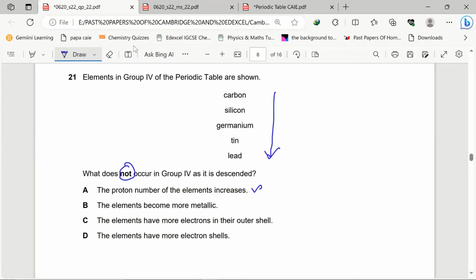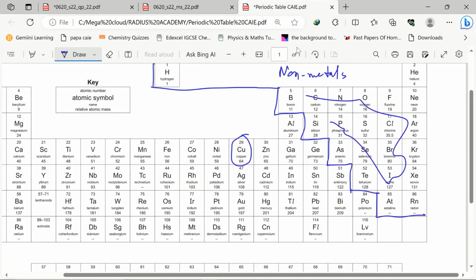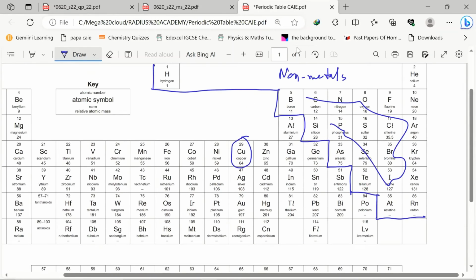The elements become more metallic. Yes, this is true, because as we go down, elements become more metallic. In the periodic table, we have a zigzag line which differentiates between metals and non-metals. All these, including hydrogen, are non-metals. The right side, everything is non-metals. And on the left side, including the lanthanoid and actinoid series, these are all metals.